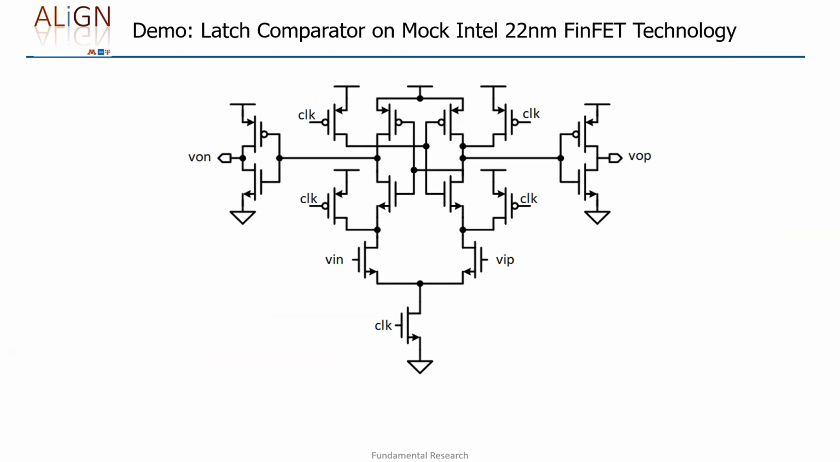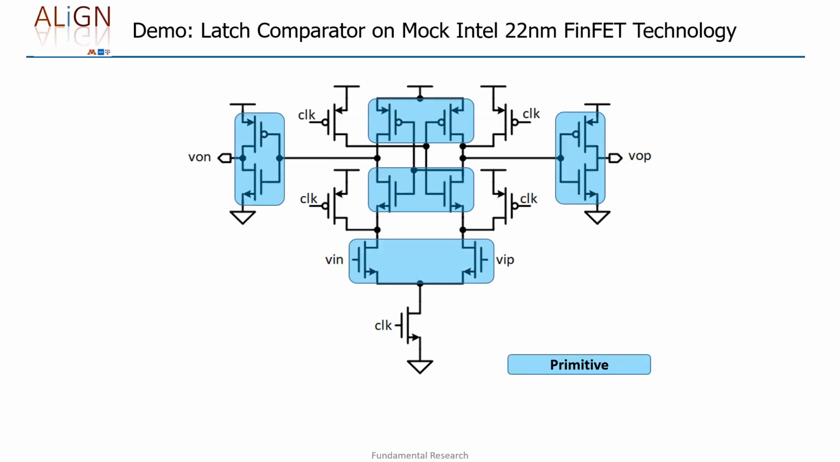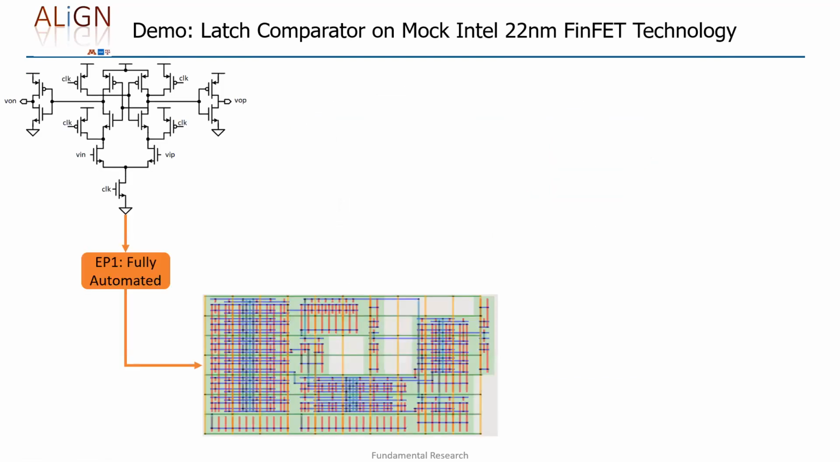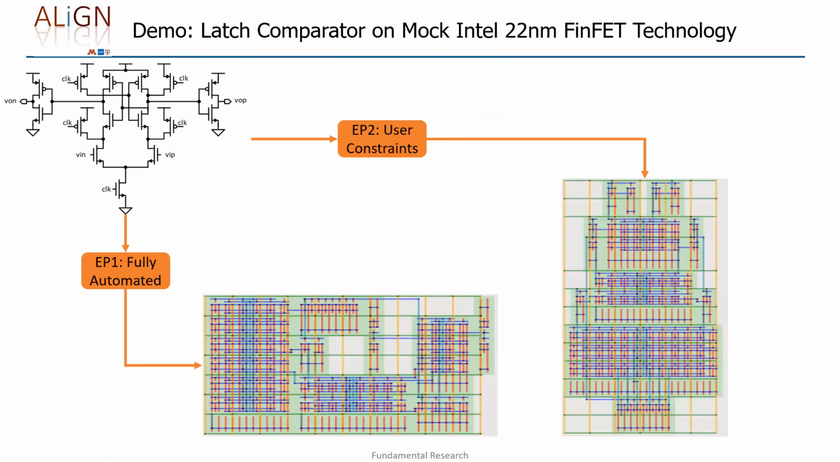This is a modified StrongARM comparator, and we will try this on the mock version of Intel 22 nanometer FinFET technology. If we take a quick look at this circuit, you can recognize the differential pair here. There are cross-coupled inverters, or cross-coupled NMOS and PMOS pairs, and then there are the inverters at the output. So these are some functional or matching-sensitive building blocks of this circuit. What we will do is run a fully automated layout and then generate another version by giving some constraints to the flow.